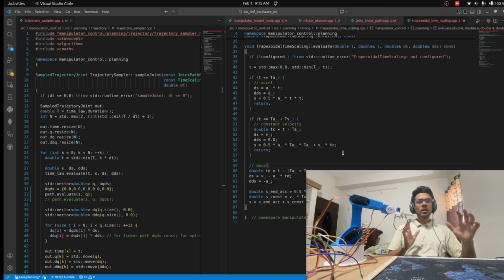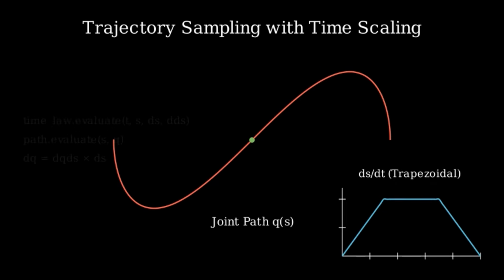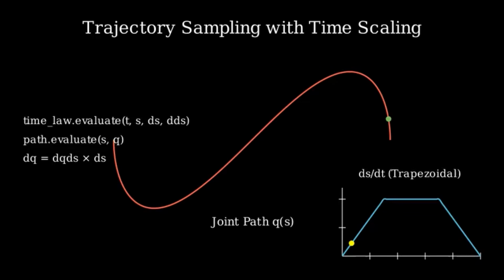First I would like to show you how it works visually, then we'll deep dive into the code. On my screen I will show you how it works. So basically I have this path. Now I will try to fit a trapezoid over this path, see how it works. There are two things: at each and every iteration I am evaluating a time law, and then I am evaluating a path. With the help of that I am planning a trapezoid in my velocity space over that path.